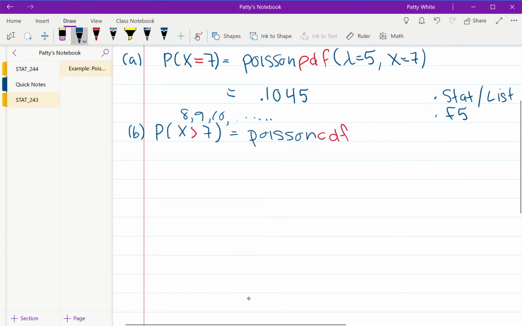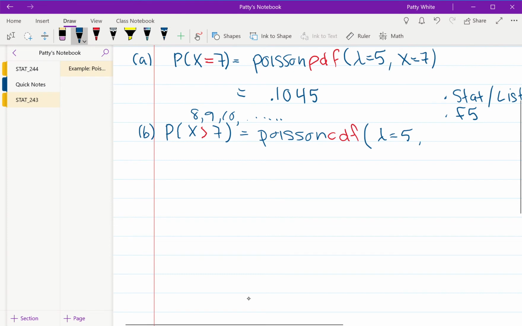And if we use the Poisson CDF, then we know our lambda is still equal to 5. Then my lower value would be 8, because 8 is the first value I can actually have. I can't have 7 because it's strictly greater than, so 8 is the smallest value I can have. And then I have to give my calculator the upper value. I'm going to pick a very large number, like 10,000, and that's going to help me estimate this probability.